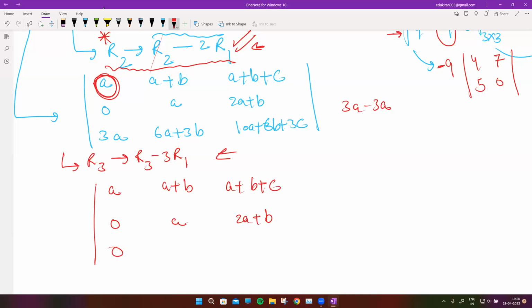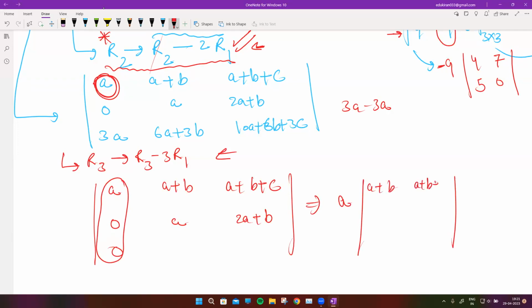The task has been completed. The task has been done. Right? I will reduce this directly now. To what? A times whatever this determinant is. No, sorry. My bad. Whatever this determinant will get. So first of all, find out the determinant only.